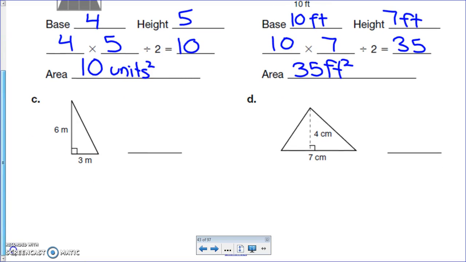C, they give us the base and the height. We know the base is 3 meters and the height is 6 meters. Because they don't give us the blanks to fill in, on this one we need to write the formula. And there are 2 ways you're going to see the triangle formula written.